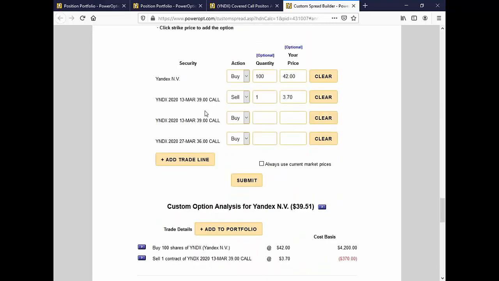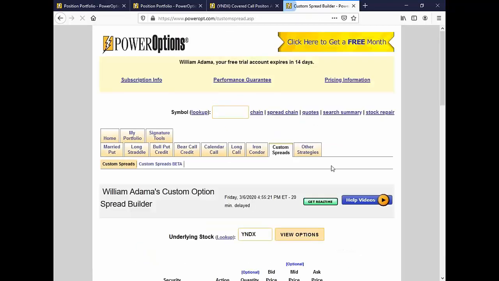All right, but I had to add in that first option first, so I have to simulate buying it back. And we're going to roll 2 weeks out in time from this expiration, March 13th to March 27th. We're going to sell the 36 strike, 3 points deeper in the money for a midpoint of around 475, I think.